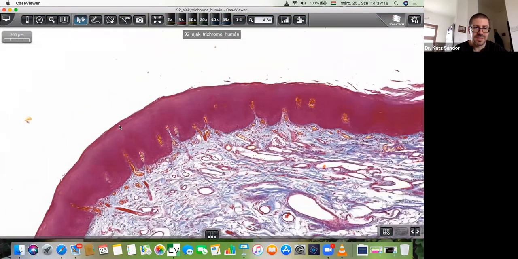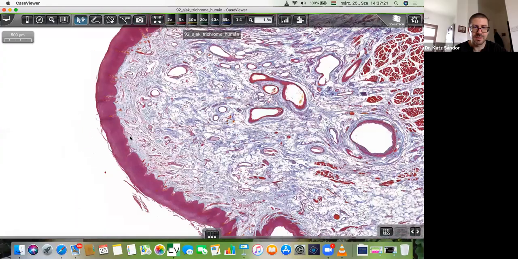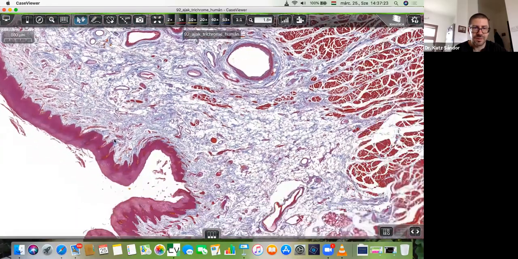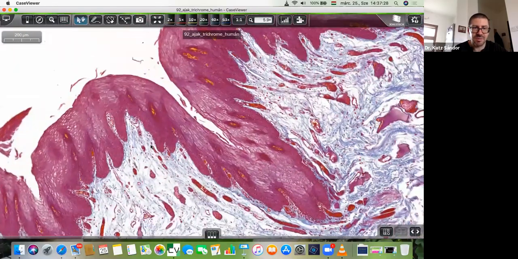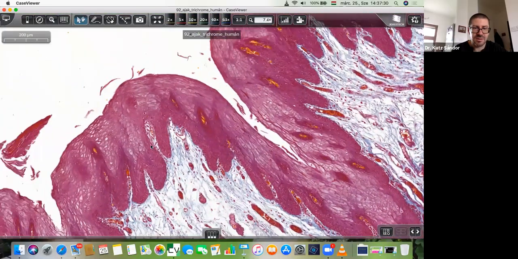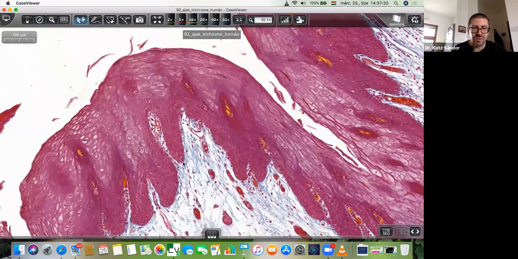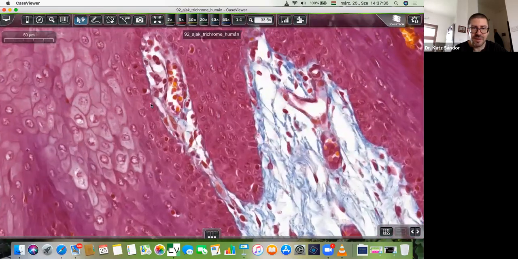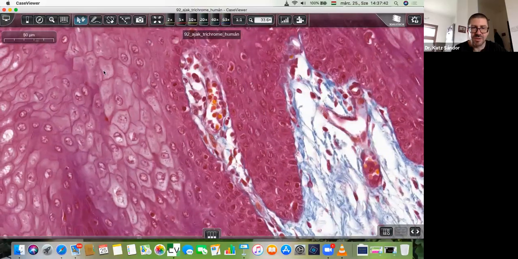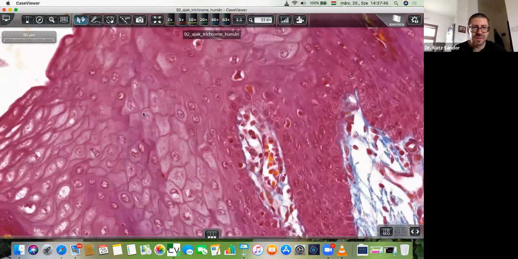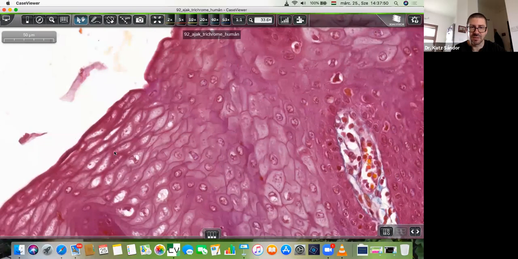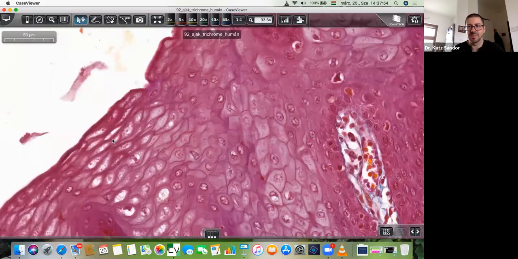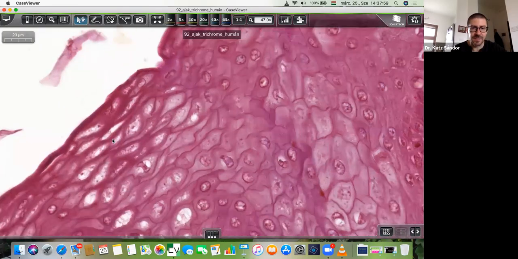Okay, let's see the mucosal part here. It's a typical stratified non-keratinized squamous epithelium, and it has 3 layers here. Here we have the stratum basale, beautifully seen. Over it we have the stratum spinosum, and the flattened compressed cells form the stratum planocellulare. This is a typical stratified non-keratinized squamous epithelial covering.